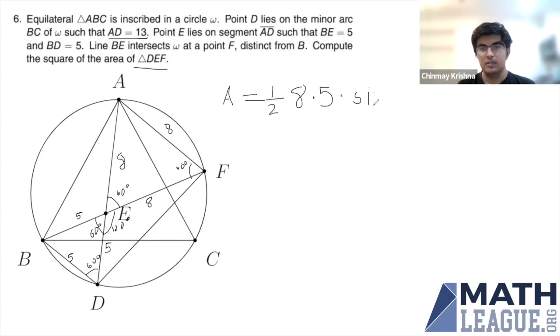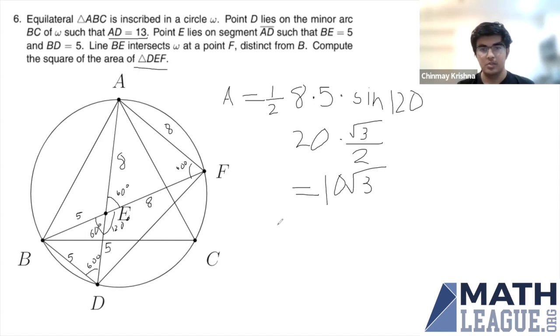And now all that's left to do is calculate this expression. And when we do that, we have 1/2 of 8 times 5 is 20, and 20 times sine of 120 is the same as the sine of 60, which is the square root of 3 divided by 2. And so that means that our area is equal to 10 square root 3. And remember that the question is asking for the square of the area. So our answer would be 300. All right. So that's how you solve this question.